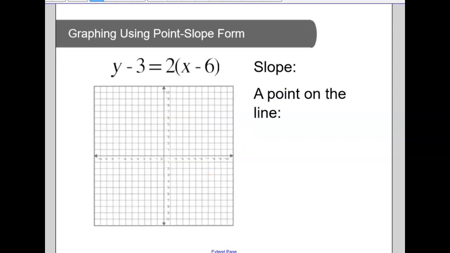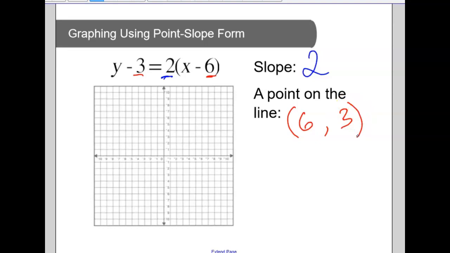I've got the equation y minus 3 equals 2 times the quantity x minus 6. Let's identify the slope first. The slope is going to be this 2 here. And then what are my coordinates? My coordinates are right here, 6 and 3. Remember, the x comes first and the y second.